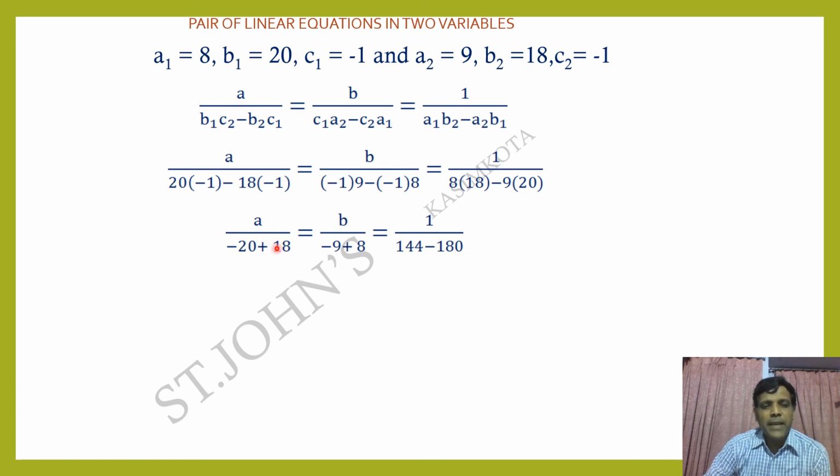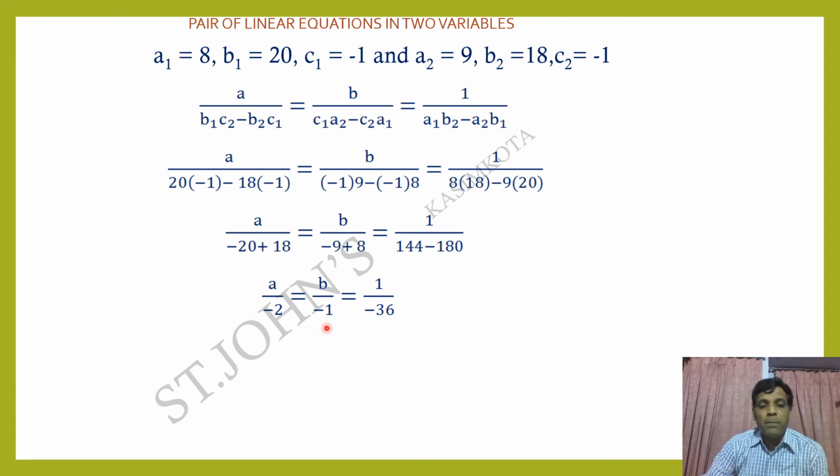a by -20 plus 18, these two have different signs, so subtract. -20 plus 18 is -2. a by -2, b by -9 plus 8 is -1, equals 1 by 144 minus 180, which is -36. Okay, a by -2 equals b by -1 equals 1 by -36. How to find the value of a? The denominator of a value by the denominator of the constant, that means -2 by -36.